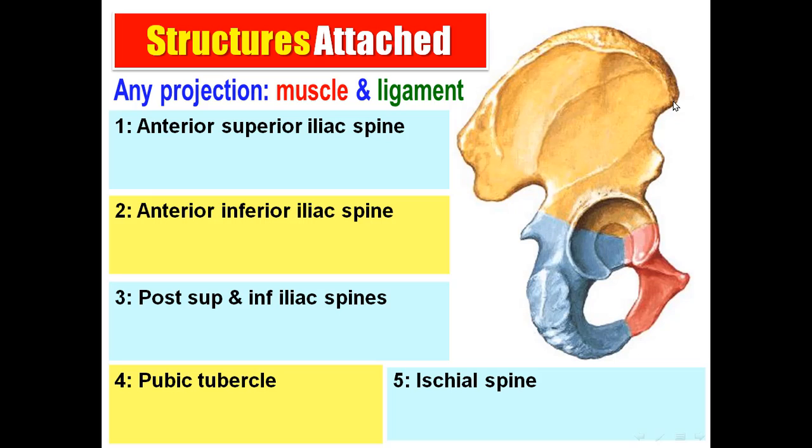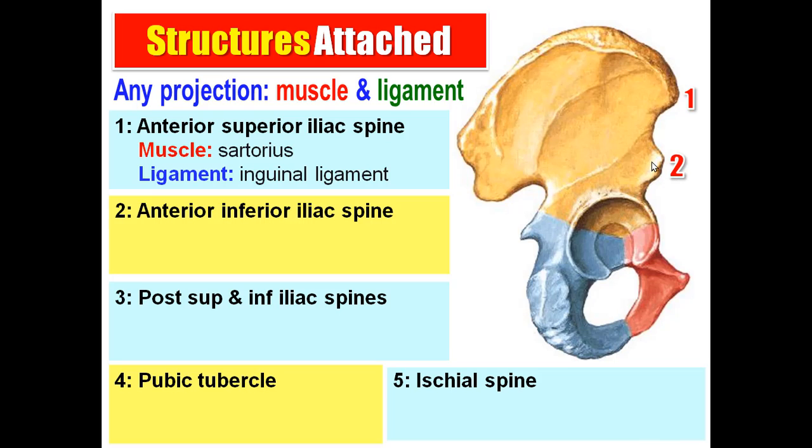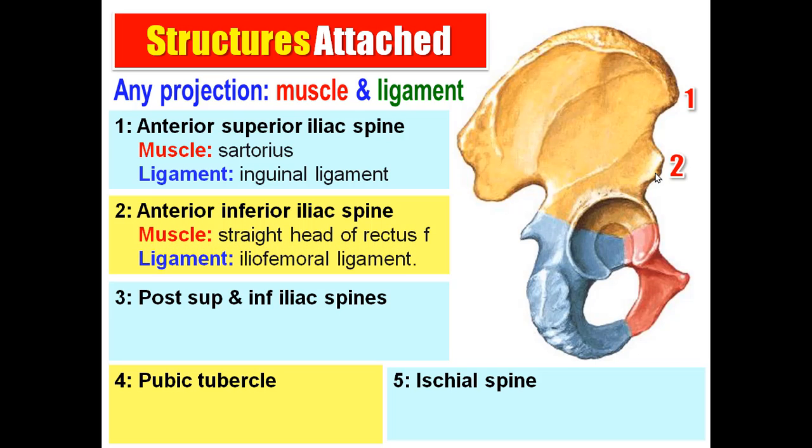Anterior superior iliac spine. Name the muscle. The muscle is the sartorius. The ligament is the inguinal ligament. So anterior superior iliac spine: sartorius and the inguinal ligament. How about the anterior inferior iliac spine? The muscle is the straight head of rectus femoris. The ligament is the iliofemoral ligament.